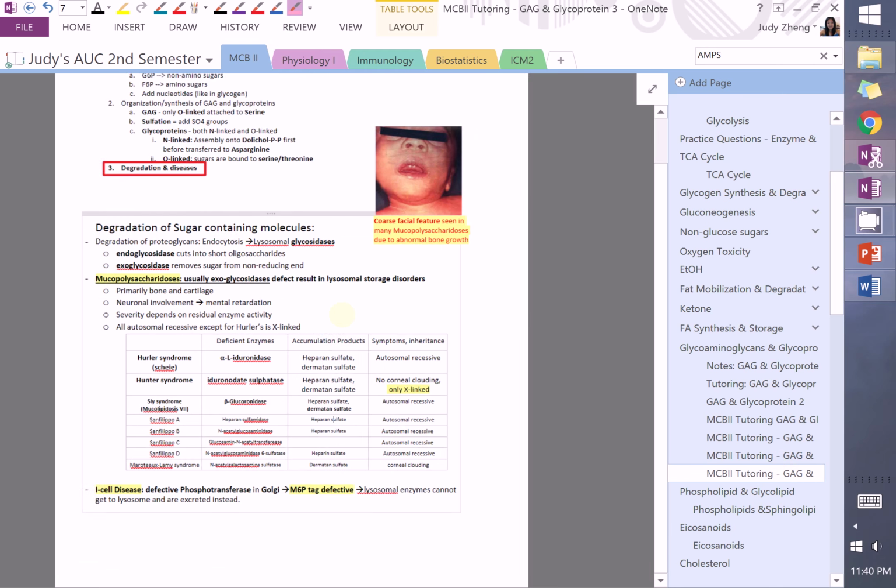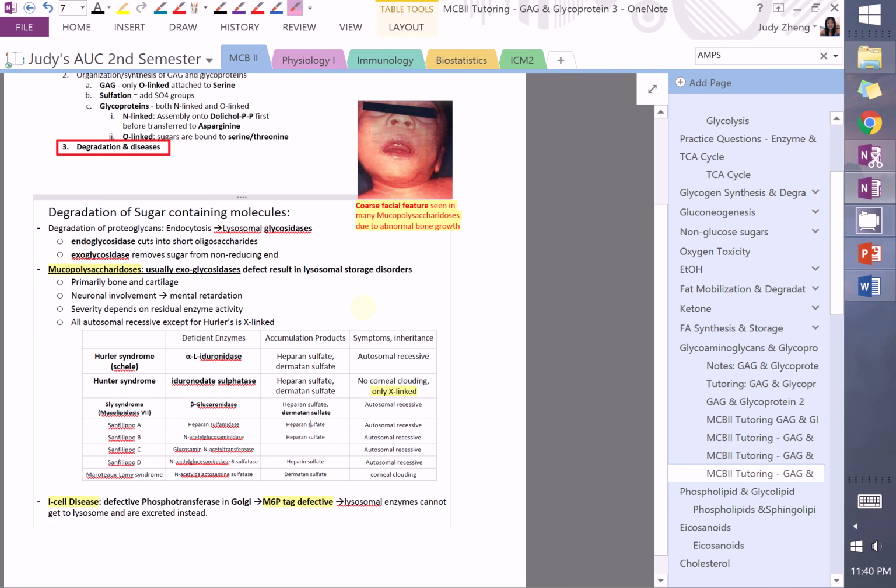Okay, so basically there are two categories of enzymes. You have the endoglycosidase, which cuts the sugar in the middle, not on the side. And then there's the exoglycosidase, which would be snipping it from the ends, so removing sugar from the non-reducing end.